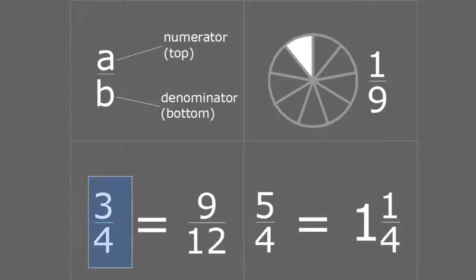For example, 3/4 is equivalent to 9/12. And we will see what are improper fractions and mixed numbers. 5/4 is an improper fraction, and 1 1/4 is a mixed number because it contains both an integer and a fraction.